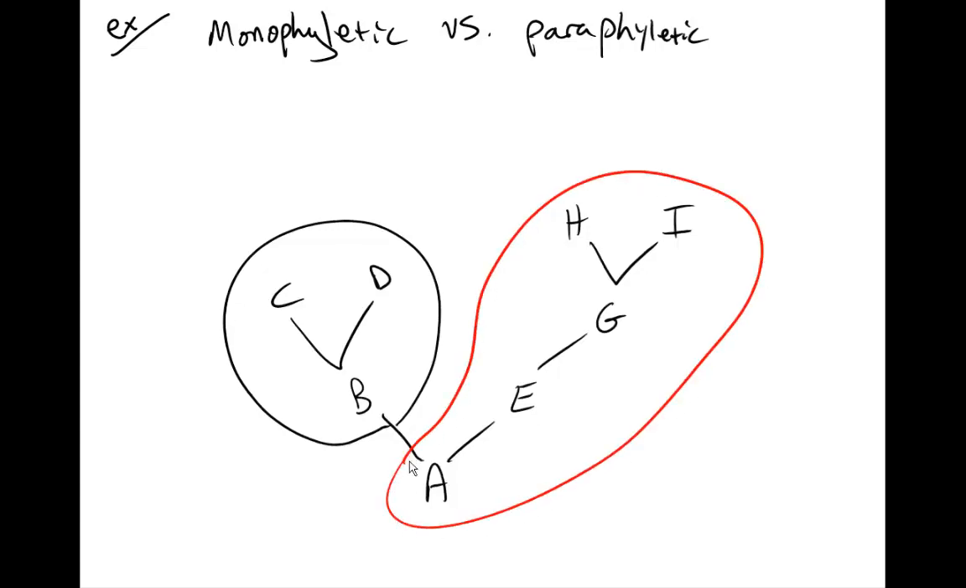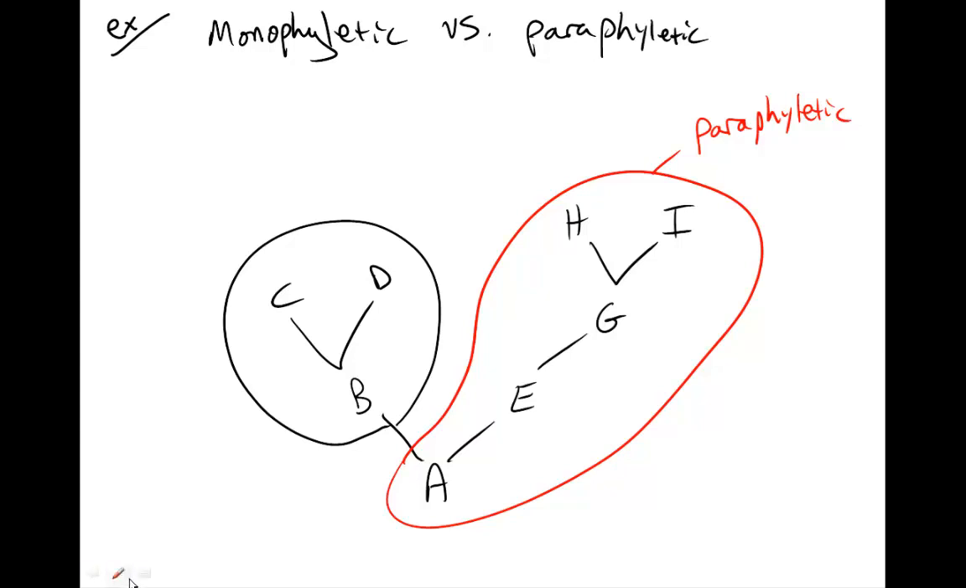If we look at these two groupings, this grouping here is paraphyletic. It's paraphyletic because it includes the common ancestor A, but it doesn't include all of the descendants of that common ancestor. So it excludes B, C, and D.